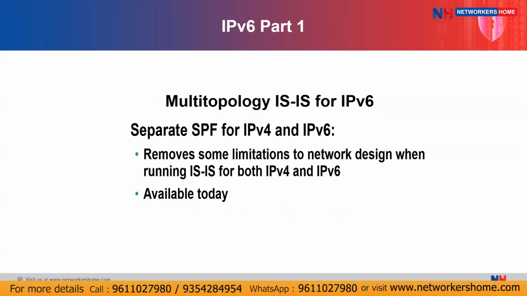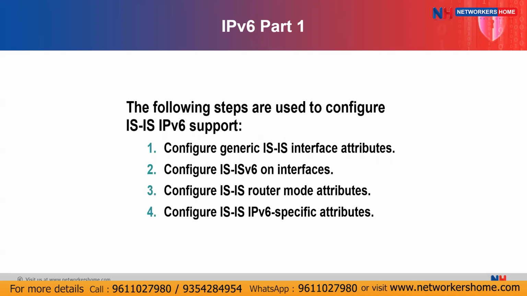And multi-topology support means at a time it is going to support IP version 4 as well as IP version 6, with a separate SPF, a separate shortest path algorithm, for IP version 4 and IP version 6. It removes some limitations to network design when running IS-IS for both IP version 4 and IP version 6, and it is available today. We only require address family IPv6 multi-topology. That command we require. We need to follow these steps: configure the generic IS-IS interface attributes, configure IS-IS for IPv6 on the interface, configure IS-IS router mode attributes, configure IS-IS IPv6 specific attributes.